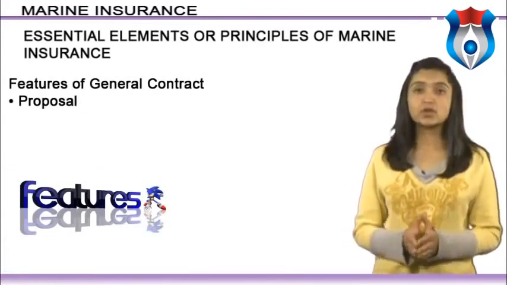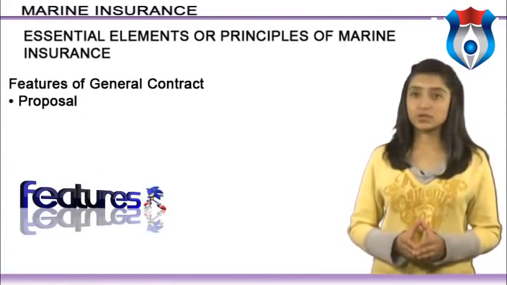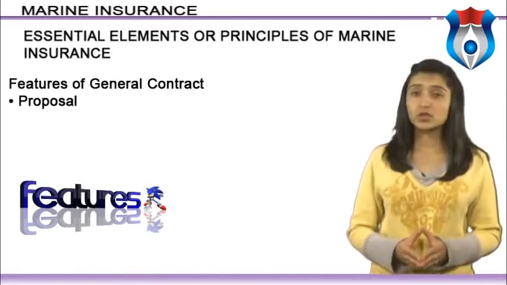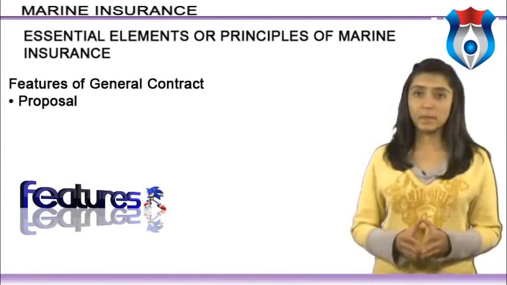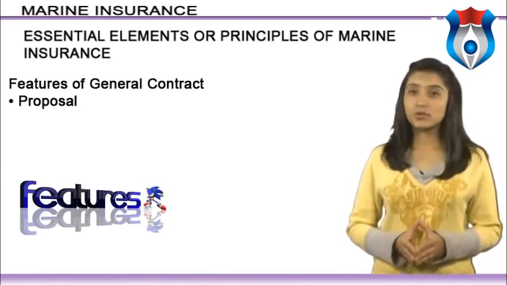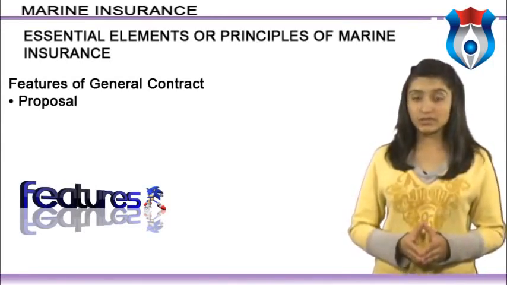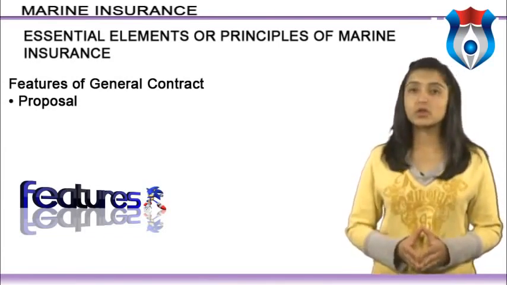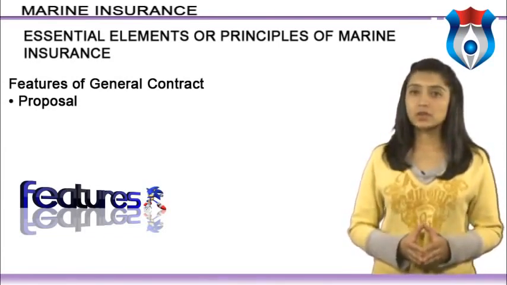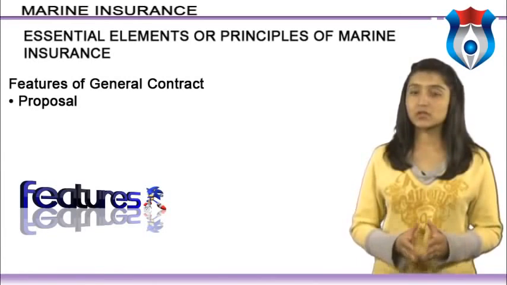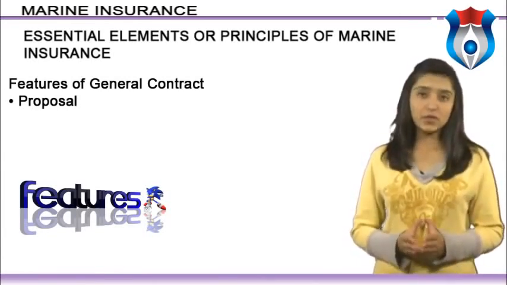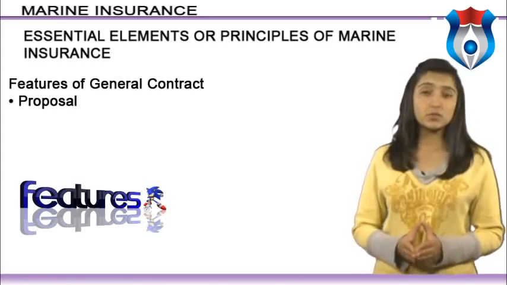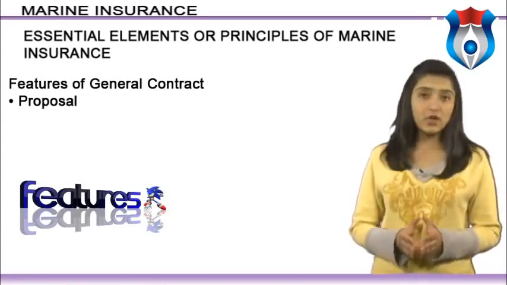Features of general contract. Proposal. The broker will prepare a slip upon receipt of instructions to insure from ship owner, merchant or other proposers. Proposal forms, so common in other branches of insurance, are unknown in marine insurance, and only the slip, so-called the original slip, is used for the proposal. The original slip is accompanied with other material information which the broker deems necessary for the purpose.